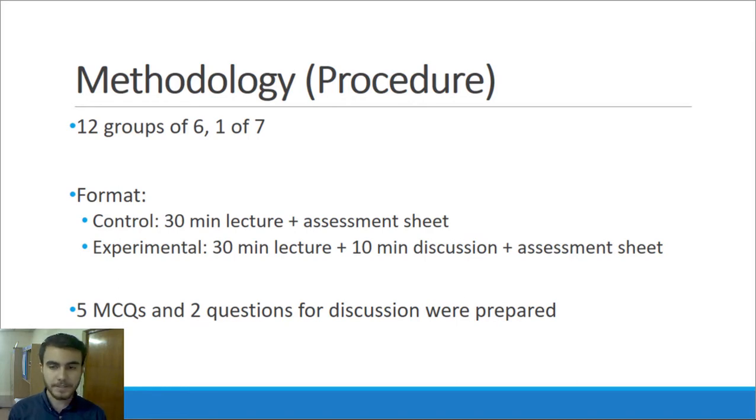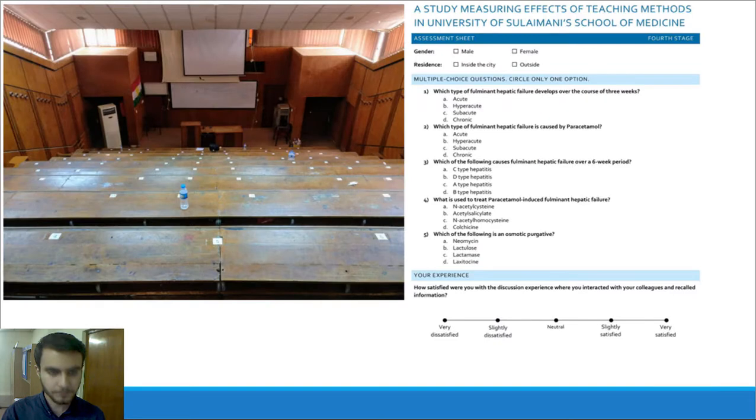The assessment sheet contained 5 multiple choice questions, and the discussion was comprised of 2 questions. These were prepared by the lecturers and were reviewed by us so that we adjusted them for the study's needs. And it was done in a really seamless manner, and we didn't really cause any inconvenience for the students. They had a medicine lecture at that time, and we just tinkered with the lecture instead of introducing a whole new thing, so that we wouldn't cause any inconvenience.